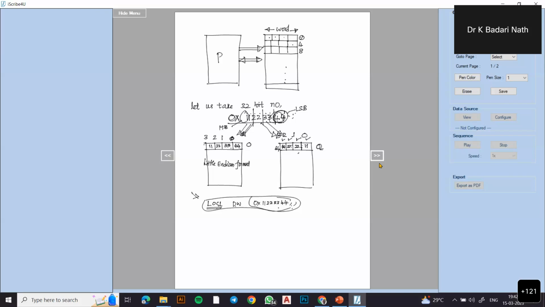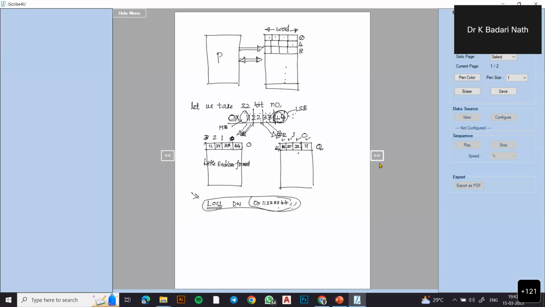So what is the rule? If you take any 32-bit number, the least significant byte will be stored in the lower address. Which is the lower address among 0, 1, 2, 3? 0 is the lower address. So the 44 will be stored here. What is the next address? Here, if you look at 11, the most significant byte, it will be stored in the highest address of the first word associated with the 0 address. So at 3 it will be stored.